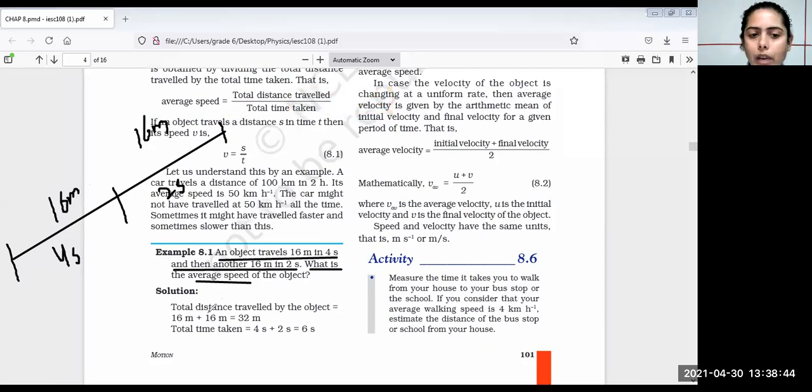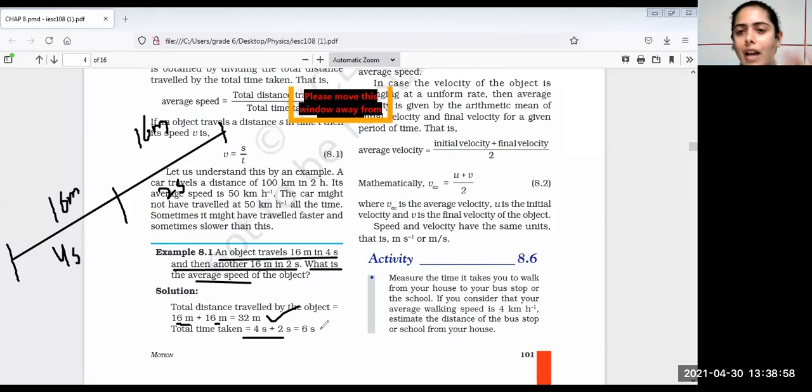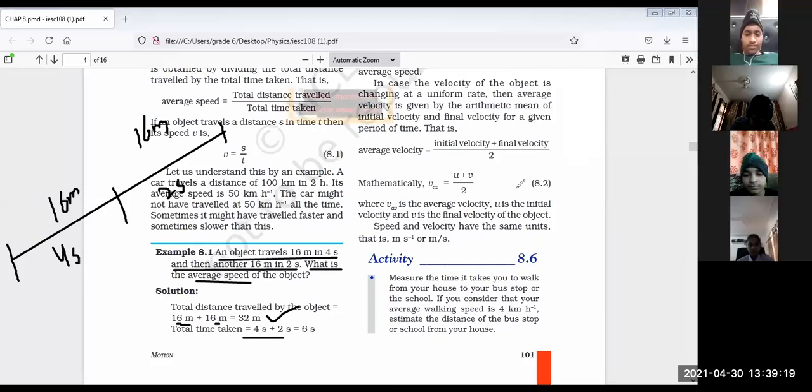For average speed we are going to do the total of all the distances. Here we have 16 plus 16, it gives 32 meter. Then we do the total of all the time. Make one thing sure that you will have the distances in the same unit. It should not be that one is in kilometer, one is in meter and you start adding. You have to first bring them into the standard, that is meter, and then do it. Same way with time. It is 4 seconds, 2 seconds. Add them, you get 6 seconds.